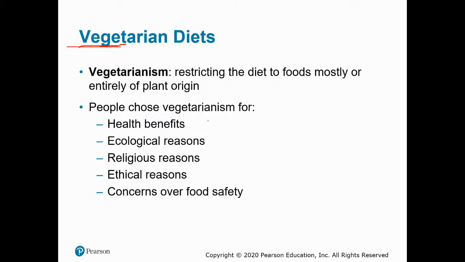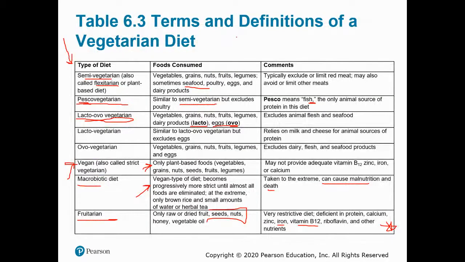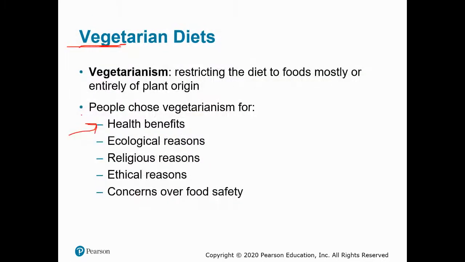So people choose vegetarianism for a variety of different reasons. In general, plant-based diets are the healthiest way to go. But that doesn't mean that we have to eat only plants. I say plant-based intentionally, right? Even a plant-based diet that allows for fish sometimes, or eggs periodically, is much healthier than, let's say, a hamburger and hot dog diet.